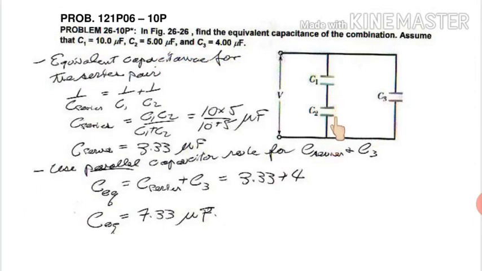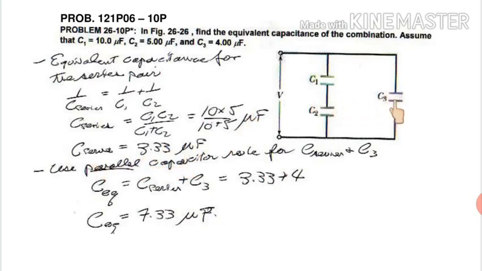C1 and C2 have a series combination. So first we will calculate their equivalent capacitance. So 1 upon C series is equal to 1 upon C1 plus 1 upon C2. When we solve, it will be C1 C2 upon C1 plus C2. In place of C1 we will write 10, in place of C2 we will write 5. When we solve it, it gives 3.33 microfarad.